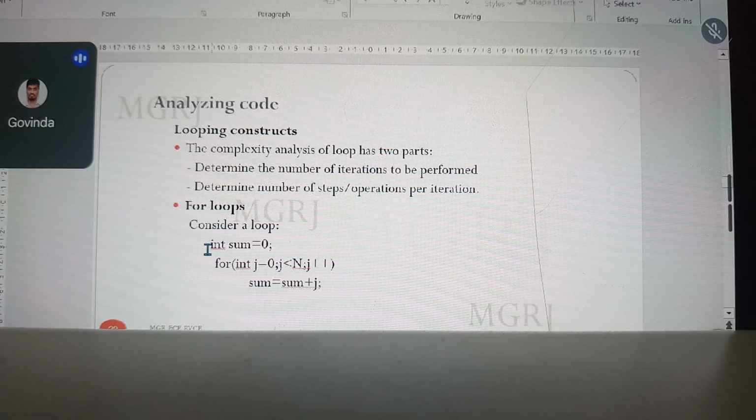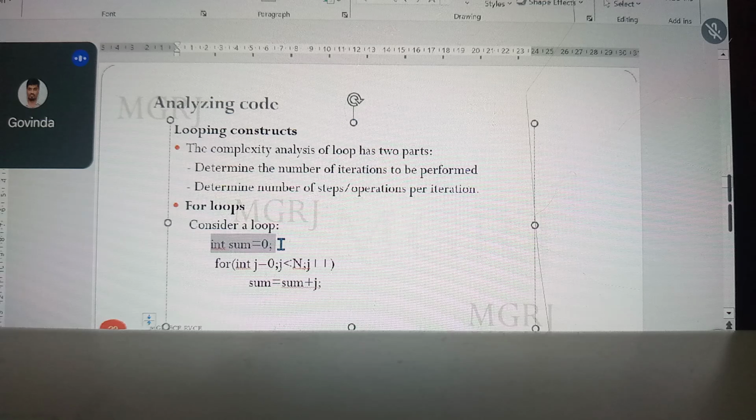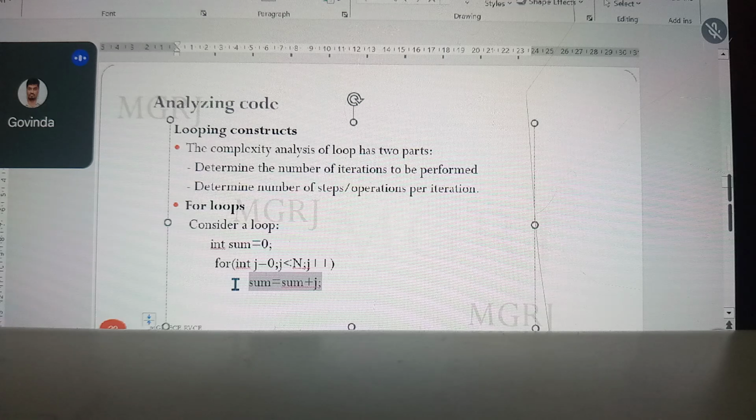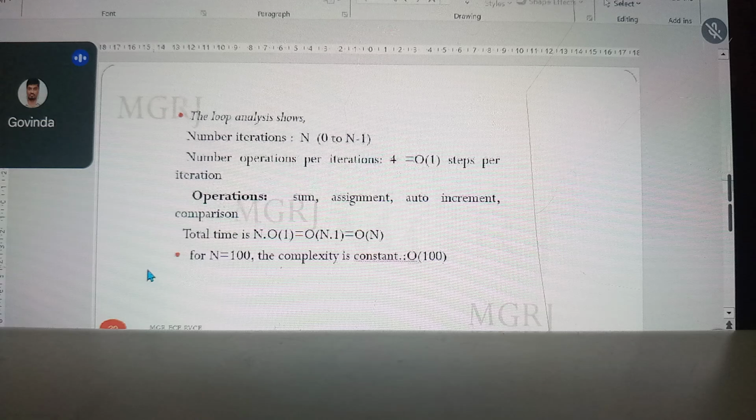See, the first statement, int sum, is a constant time statement. It takes constant time. Look at the for loop. The initialization statement will execute one time, so it's constant time. Whereas the comparison j less than n will execute n times, and the j plus plus increment will happen n times. And as the body of the loop, the sum plus j addition will happen n times, and the assignment will happen n times.